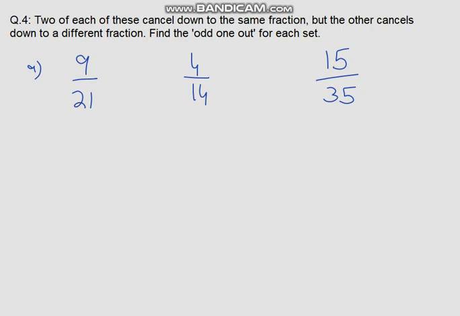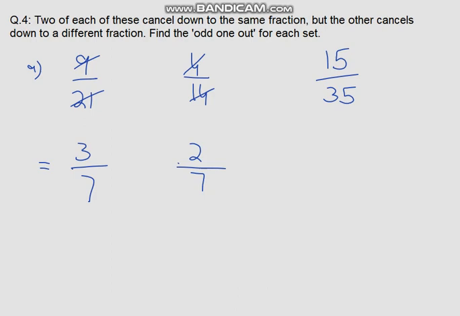Okay, so we know that 9 divided by 21, both of them come in the table of 3. 3 3s are 9 and 3 7s are 21. The next fraction we have is 4 divided by 14. We know that both of them come in the table of 2. So 2 2s are 4 and 2 7s are 14. The last fraction we have is 15 divided by 35, and both of them come in the table of 5.